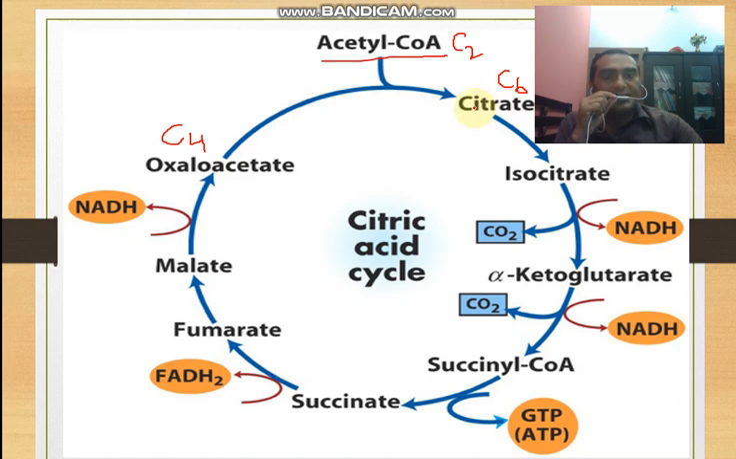Now this citrate passes through isomerism and produces isocitrate. This is also 6 carbon containing. Now from the isocitrate there is a production of carbon dioxide, means 1 carbon is released out from the 6. Now the remaining 5 carbons are present in alpha ketoglutarate. And it forms the NADH. This is the first NADH in the cycle.